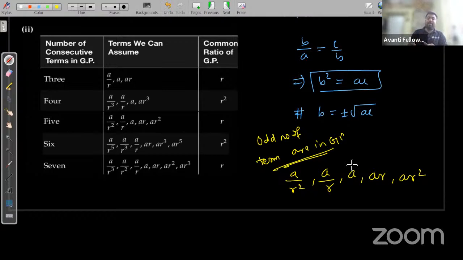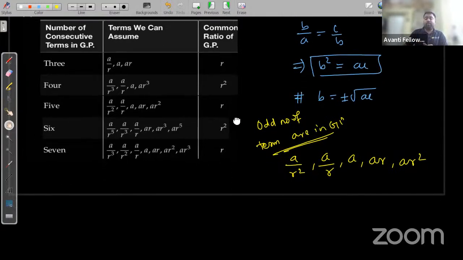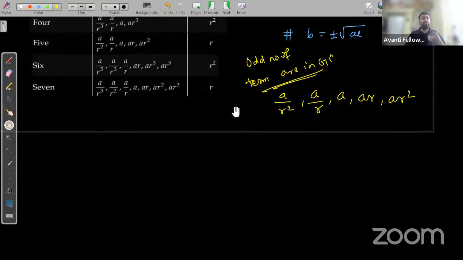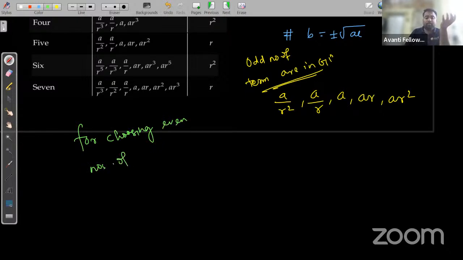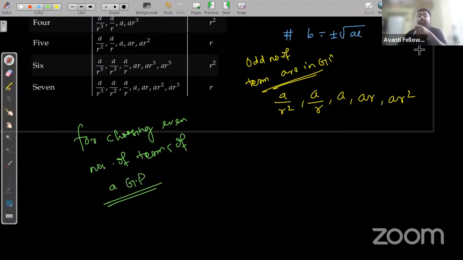Yes. So similarly, when in a question it is required to choose an even number of terms, what will you do? For choosing an even number of terms of a GP, what will you do?